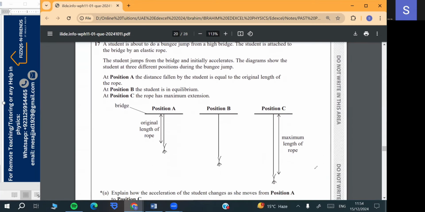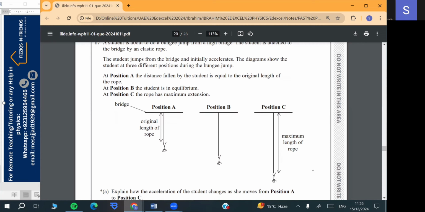A student is about to do a bungee jump from a high bridge. Bungee jump, or bungee jump, I'm not sure what the pronunciation is. The student is attached to the bridge by an elastic rope. The student jumps from the bridge and initially accelerates. The diagram shows the student at 3 different positions during the bungee jump. At position A, the distance fallen by the student is equal to the original length of the rope. At position B, the student is in equilibrium. At position C, the rope has maximum extension. And they're asking you to explain how the acceleration of the student changes as she moves from position A to C. No problem.